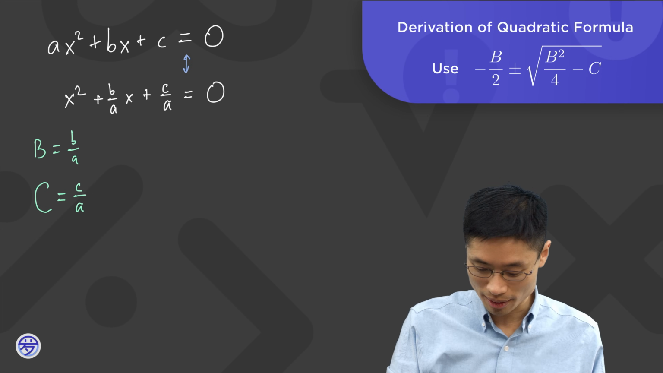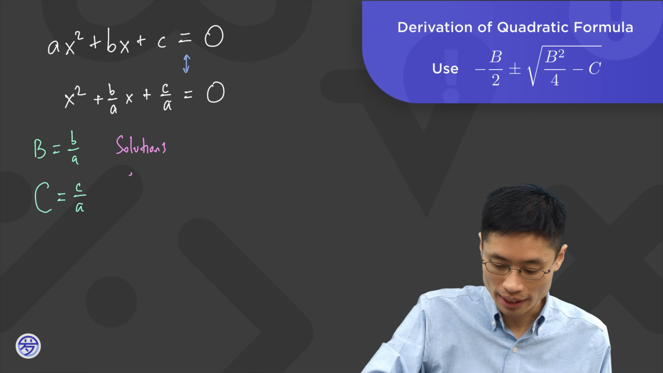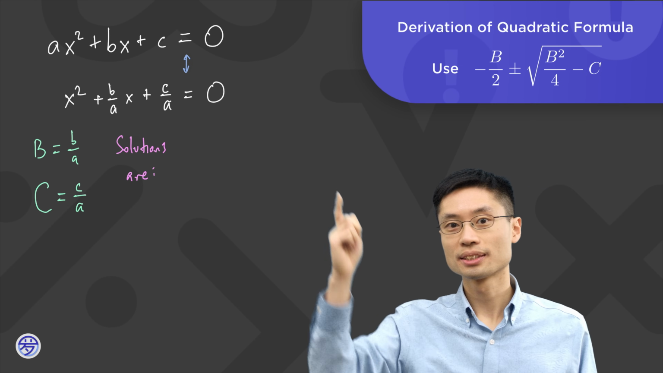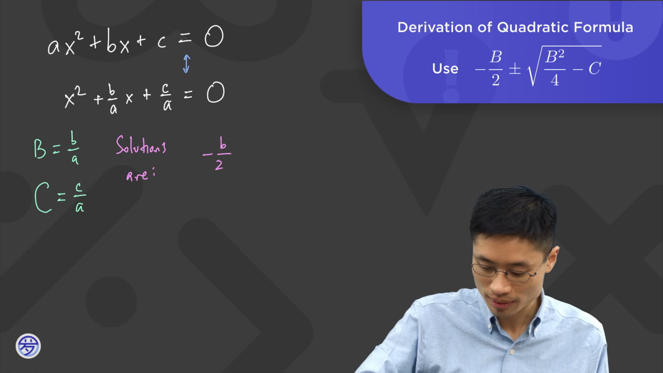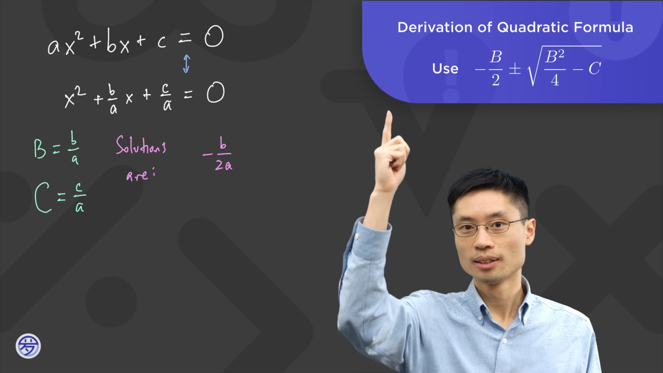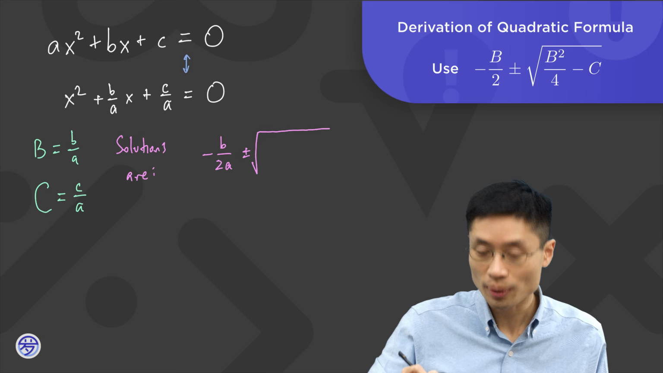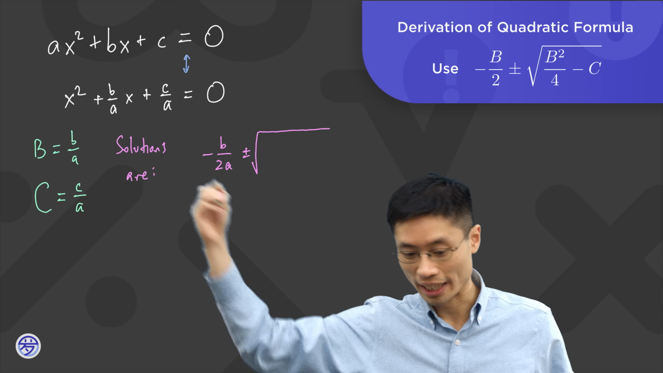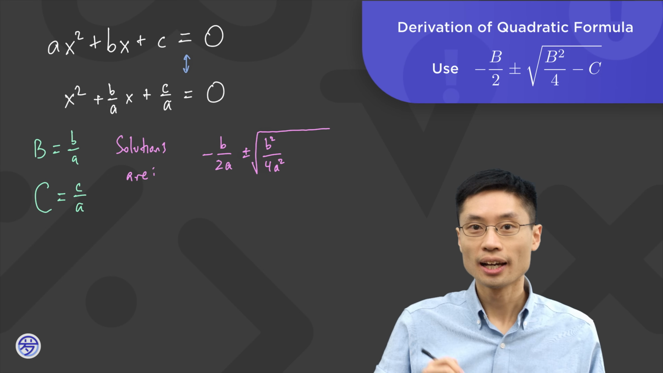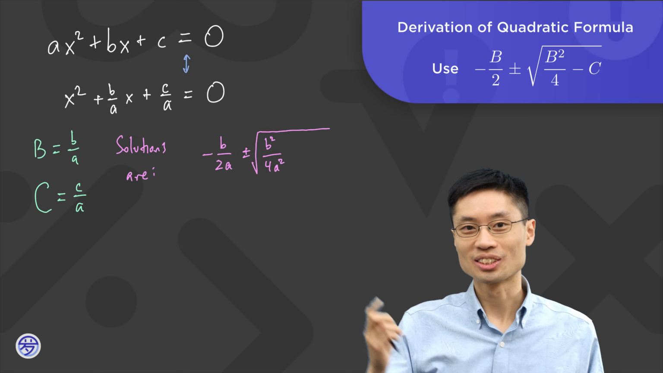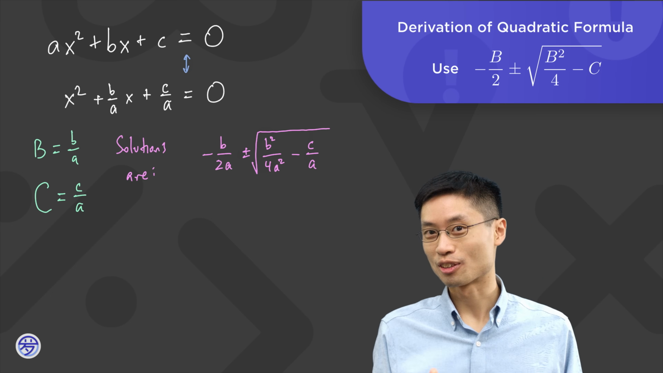And so from what I did before, I know that the solutions are negative capital B over 2, which is negative b over 2a, plus or minus the square root of capital B squared over 4. If I do that, I will get little b squared over 4a squared. And I need to minus the capital C, so that's minus the c over a. This is the quadratic formula, right?